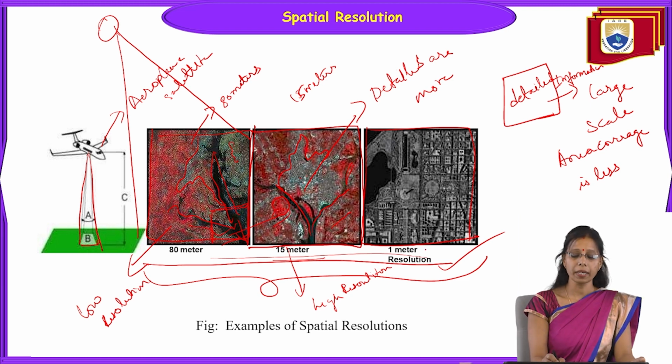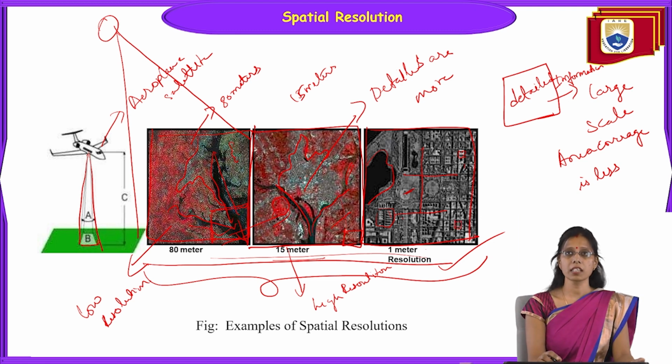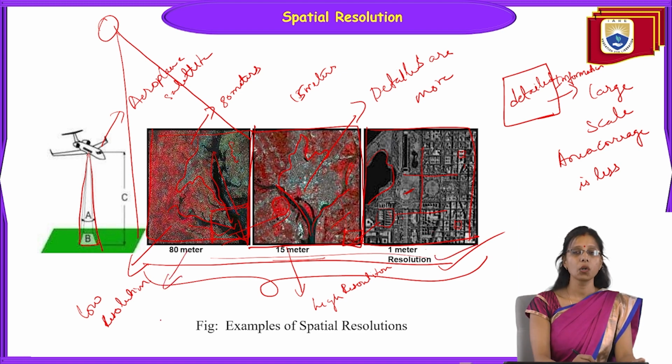Now if you talk about 1 meter of resolution, of this image only this portion will be covered, because it is only 1 meter. So here you can see the details. Roads we can see very clearly. There is a tower, buildings, a water body, and small buildings very clearly. So the details are more, but the area coverage is very less. So 1 meter is the high resolution, and 80 meter is low resolution.